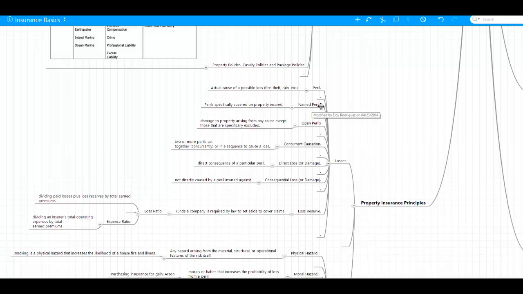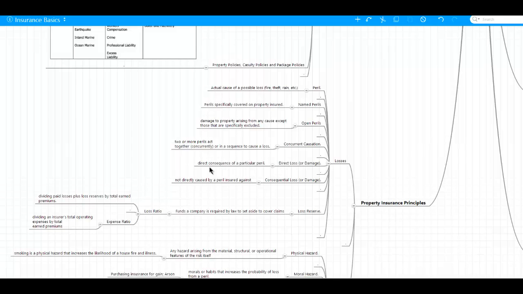Then we have something called named perils in the insurance clause of your insurance policy. Sometimes they're going to specify exactly which of these perils are included. Whereas if you have a policy that says open perils, then if it's not specifically excluded as an exclusion, then it's covered, which would be the best really. And then we have concurrent causation, which is two or more perils acting at the same time or causing the loss.